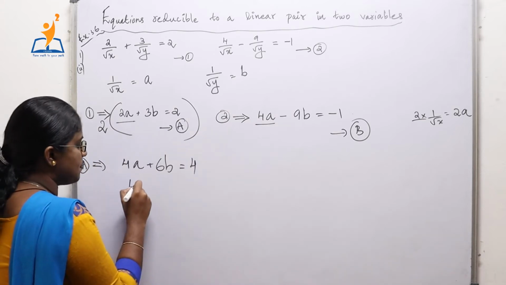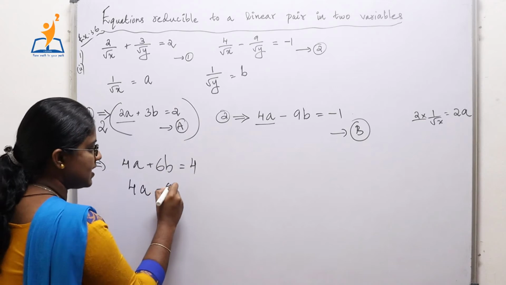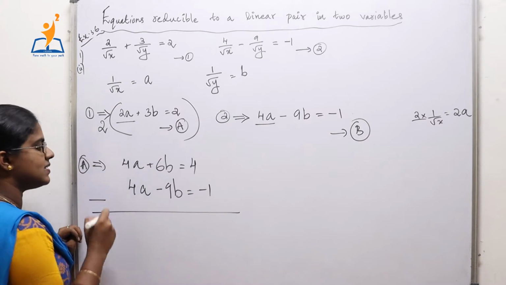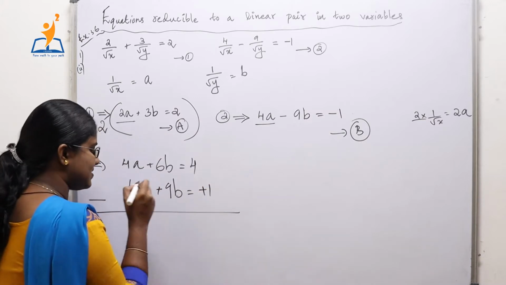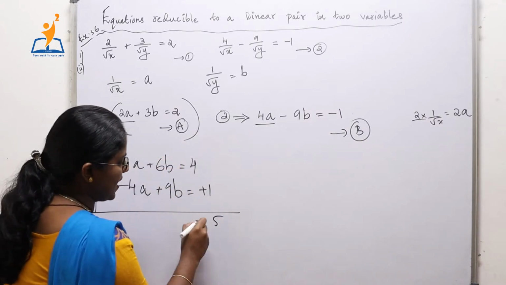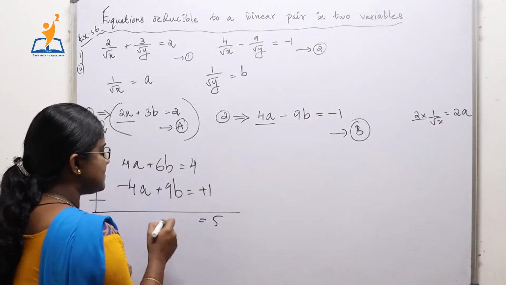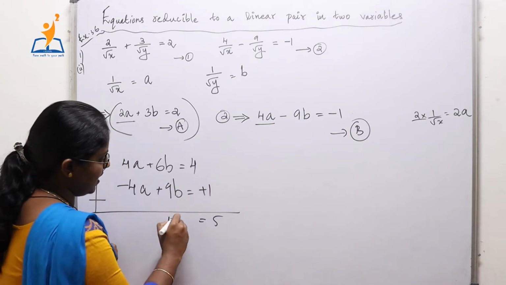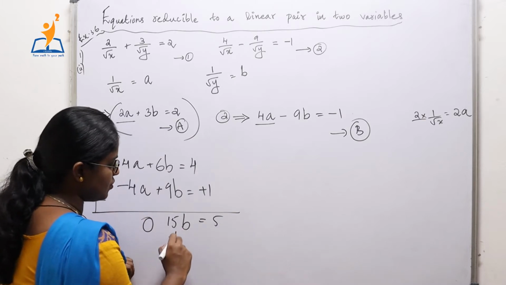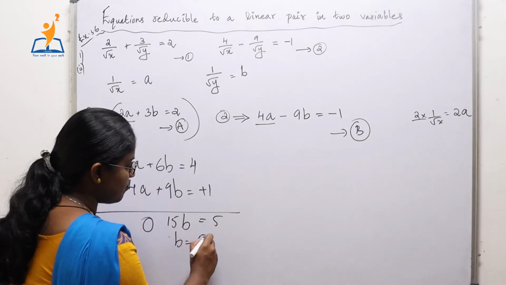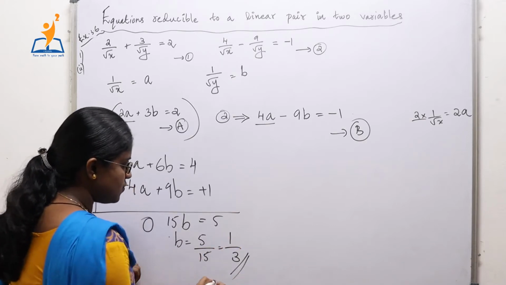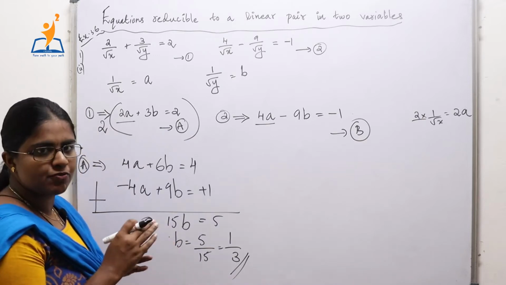So we are going to subtract those equations. So I am writing 4a minus 9b equals minus 1 here. In order to subtract these equations, I have to change the signs and then add the equations. So 4 plus 1 is 5, which is equal to 6b plus 9b is simply 15b. 4a minus 4a is 0. So 15b is equal to 5, which means b is equal to 5 by 15, which is equal to 1 by 3. So we got the value of b as 1 by 3.